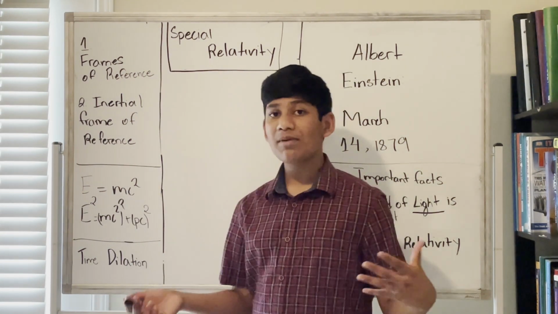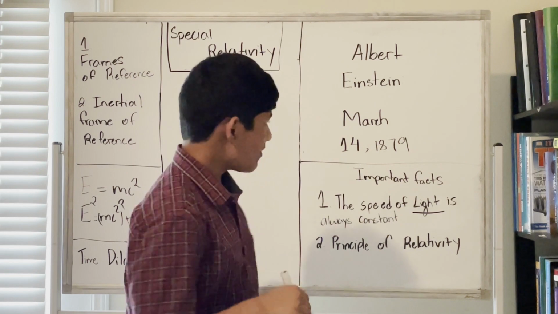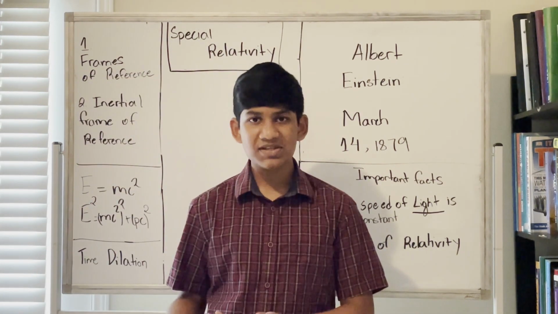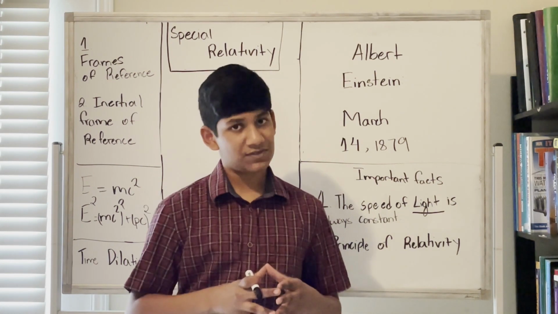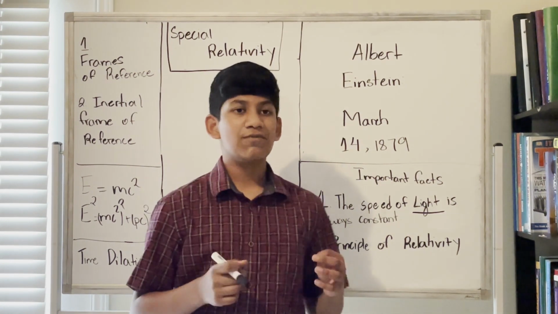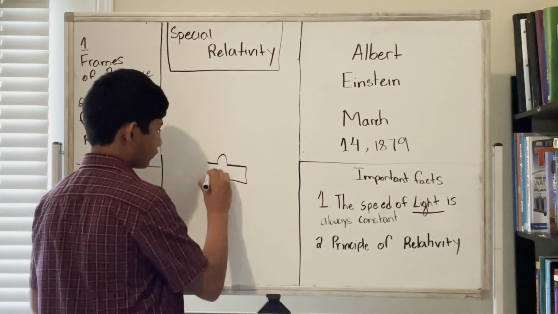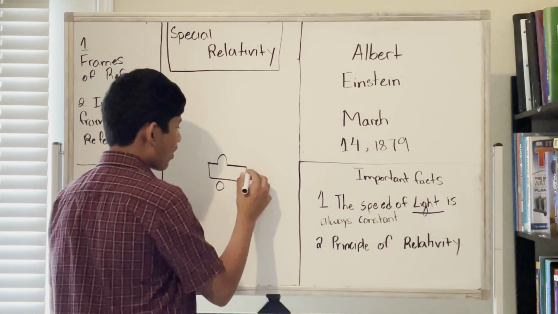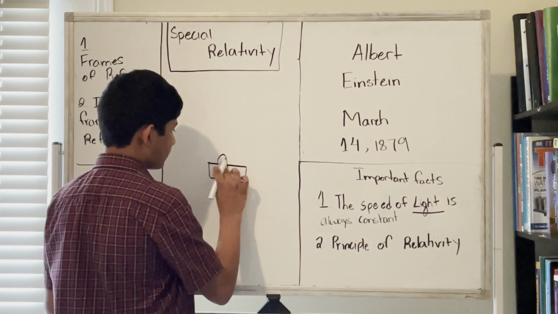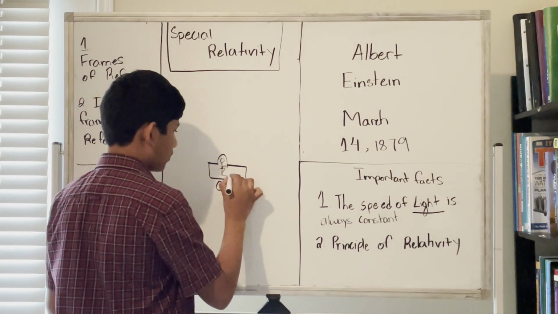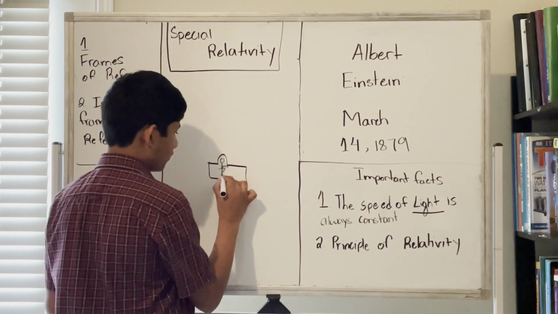Okay, so what's a frame of reference? Well, a frame of reference is essentially specific conditions or axes or coordinate systems which we're measuring an object relative to. So for example, if we take a car, and this car is moving, and we have a person sitting inside this car.